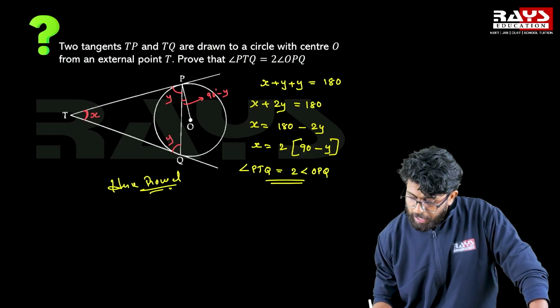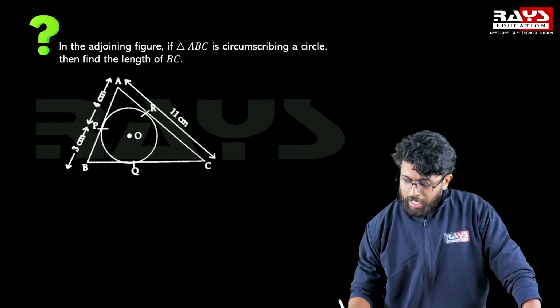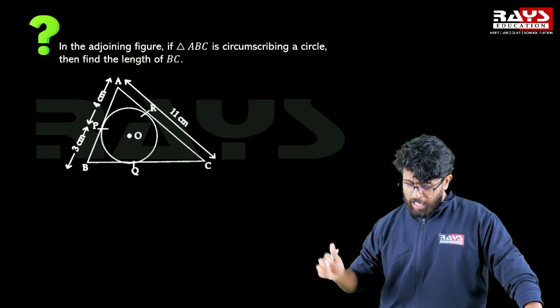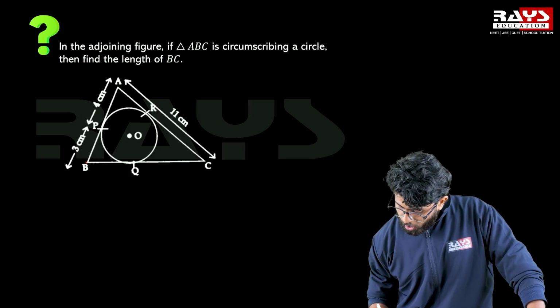So it's not over, my dear students. I'm going to give you one more question for you guys. So here, as you can see, a very beautiful figure in which AP, PB and AC are given already. You just have to find the value of BC.